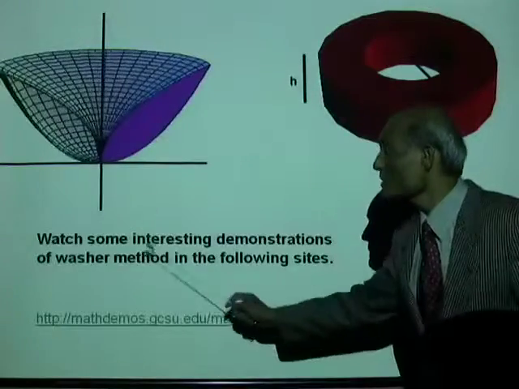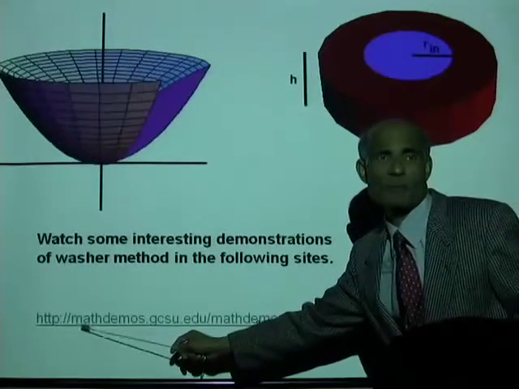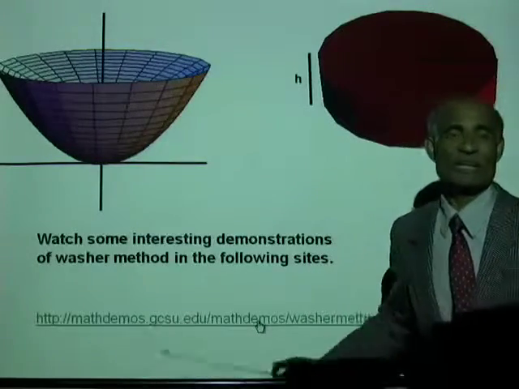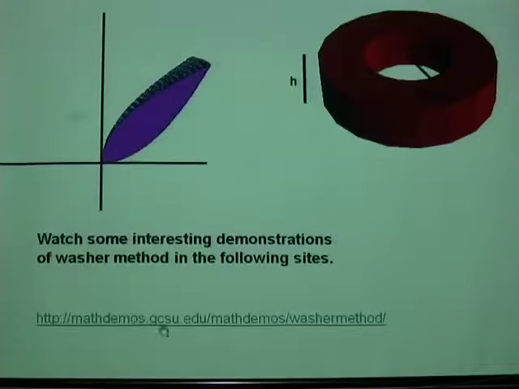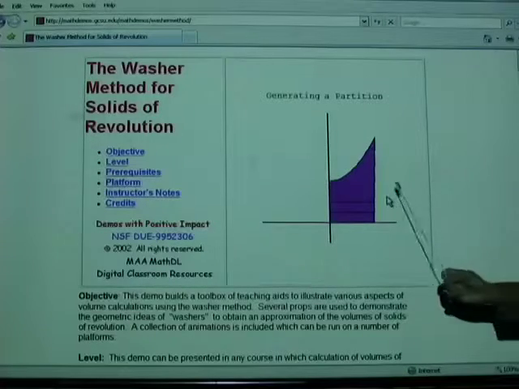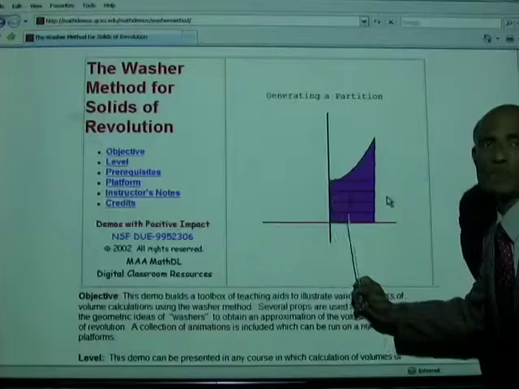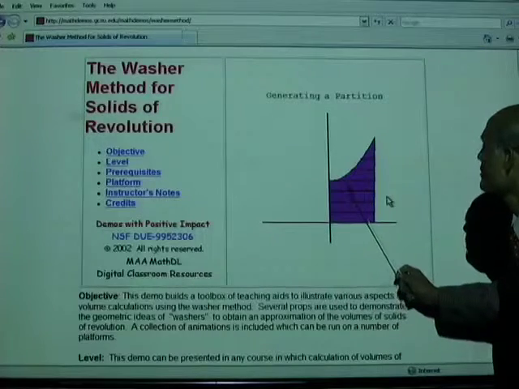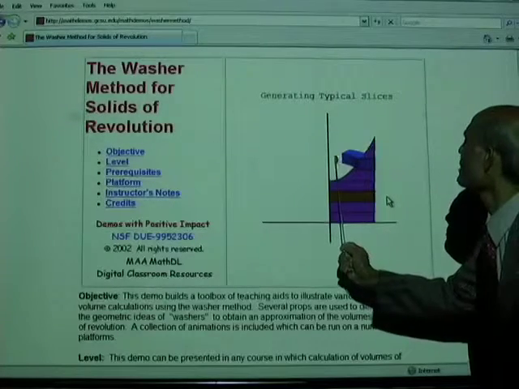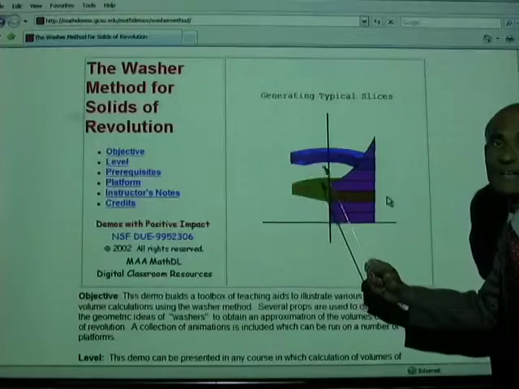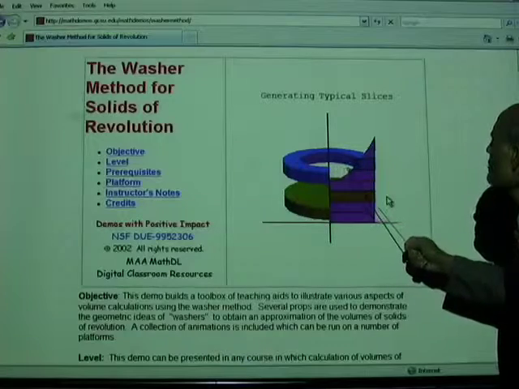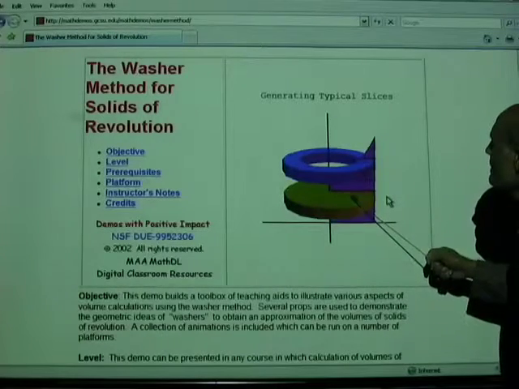As you can see here, these animations are taken from mathdemos.gcsu, and I would like to acknowledge that at this point. Let's actually look at one more of these animations, and they are very useful. Now look at this. We are revolving this area about the y-axis. The first thing we do is divide this into various dAs and see how each of the areas is revolved. I want you to watch that. You can see that's a dV, this is one dV, this is another dV.